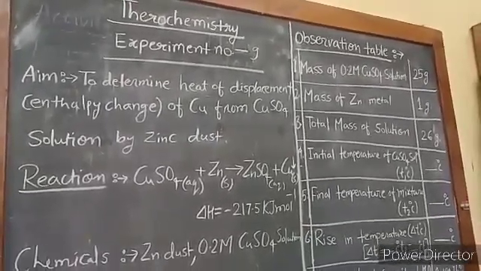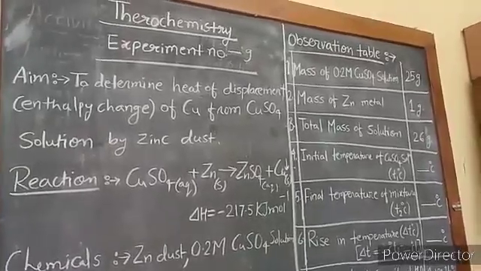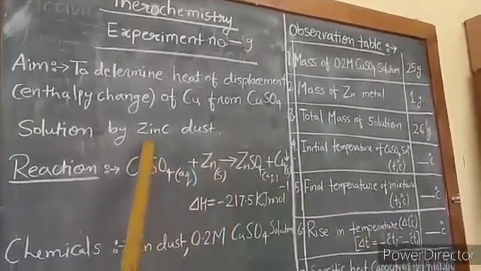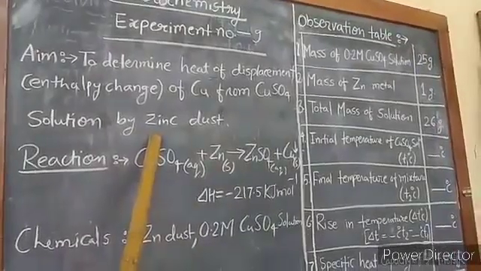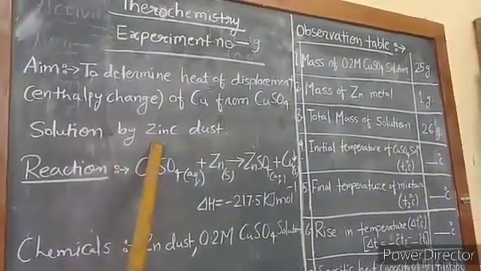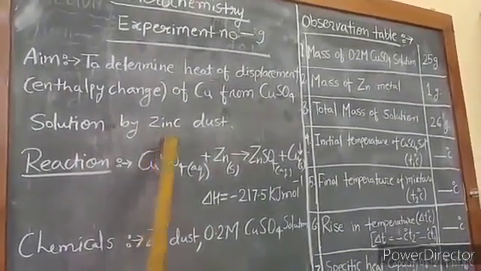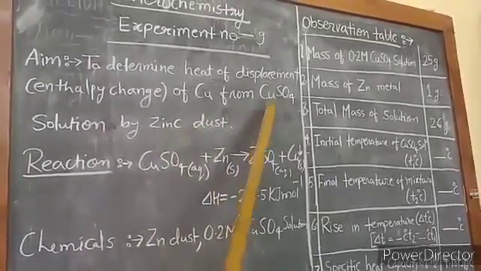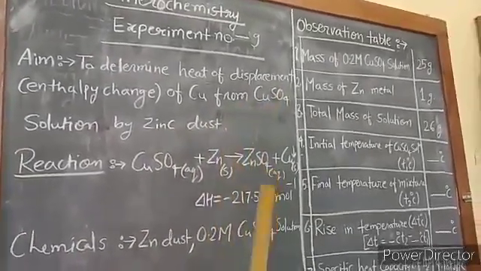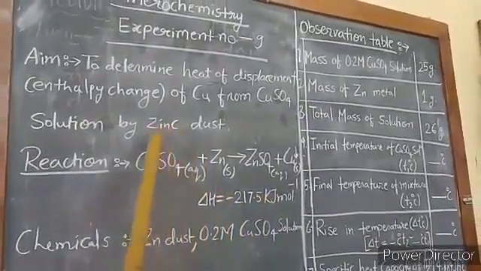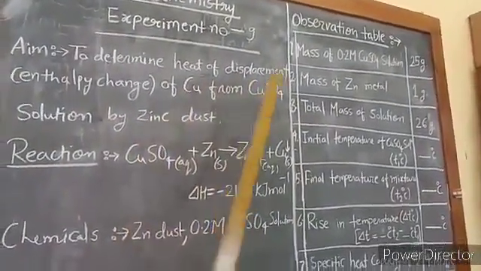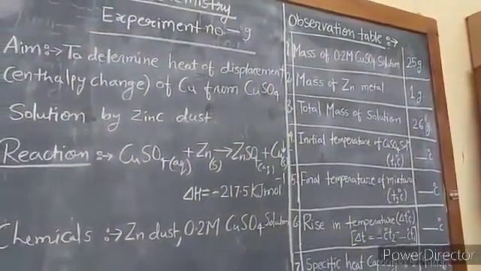Here, if you compare copper and zinc, the zinc dust has a lower value of standard reduction electrode potential, and copper has a higher value of standard electrode potential. That's why zinc can displace copper from its copper sulfate solution.